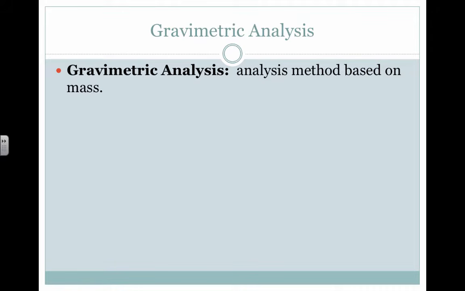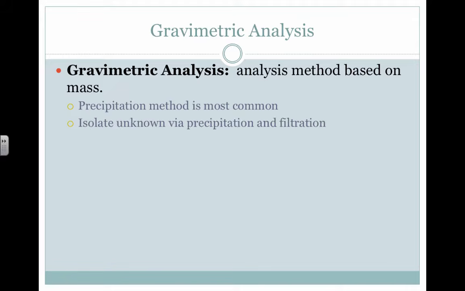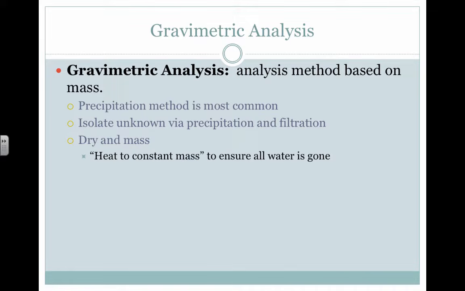Let's start with a definition. Gravimetric analysis is an analysis method based on mass. While there are several different types of gravimetric analysis, the precipitation method is the most common and the one that we'll be using in this class. In the precipitation method, an unknown is isolated by precipitation and filtration. We then take the solid product that we filtered out of solution, dry it, and take its mass.